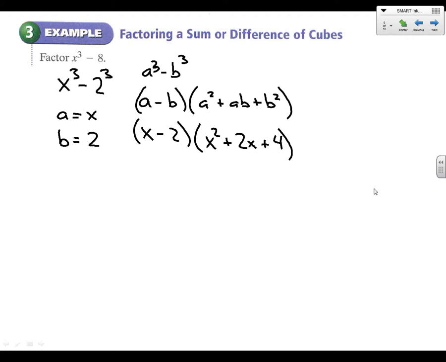All right, your turn. Do the exact same thing. Use the formulas for 8x cubed minus 1, and be careful with this right here. Figure out what your a is.